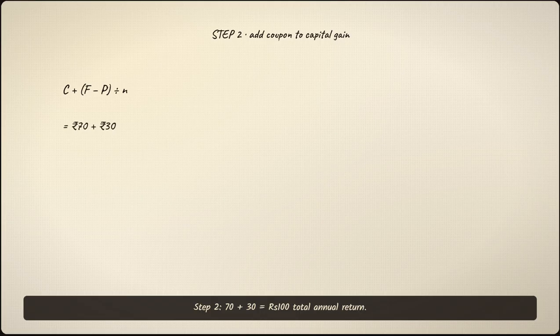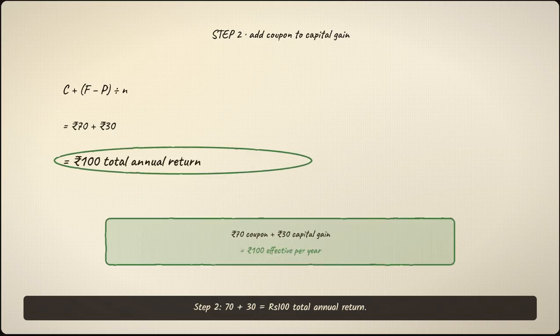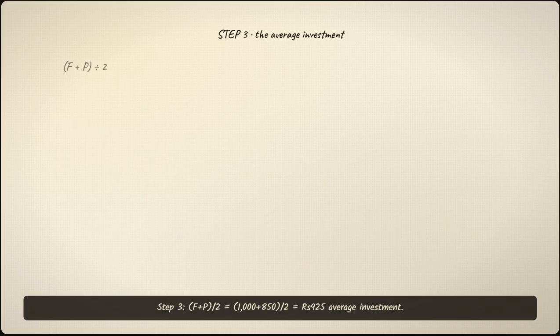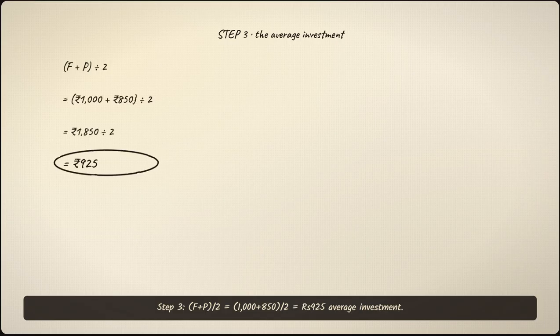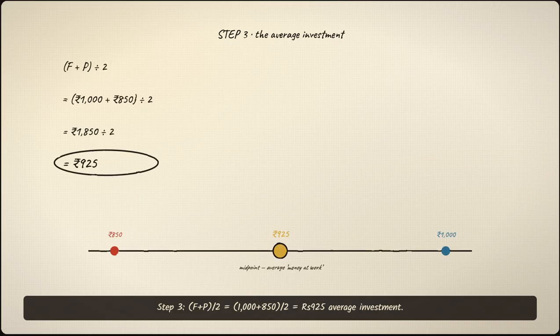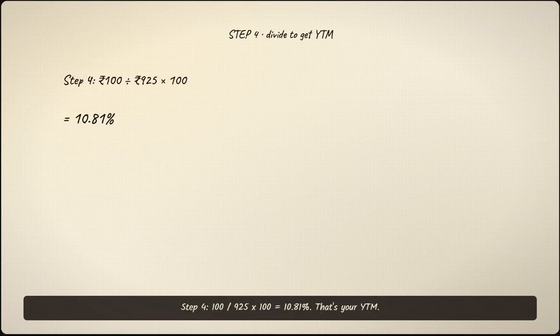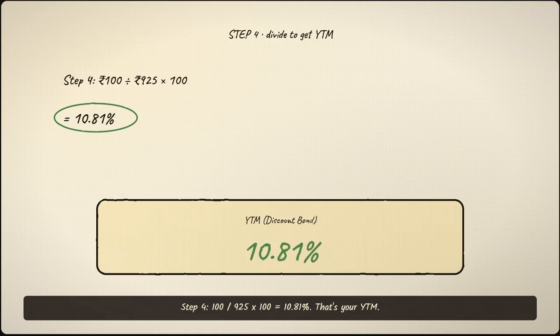Step 2, add coupon to annual capital gain. So 70 plus 30, 100 rupees. This is your total annual income. Step 3, calculate the average investment. This turns out to be 925. Since you paid 850 but will receive 1000, your average money at work over the life of the bond is approximately 925. Step 4, divide this to get yield to maturity.